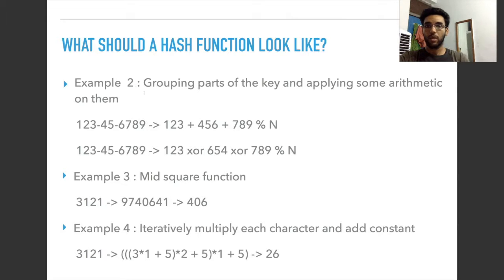Another example is to group parts of the key and apply some sort of an arithmetic operation on them. For example, if you were given a phone number, and if these are the respective country codes or area codes or local codes, you can group some parts of these keys, and you can apply some sort of an arithmetic operation between them. These arithmetic operations can be of any type: addition, subtraction, or XORs.